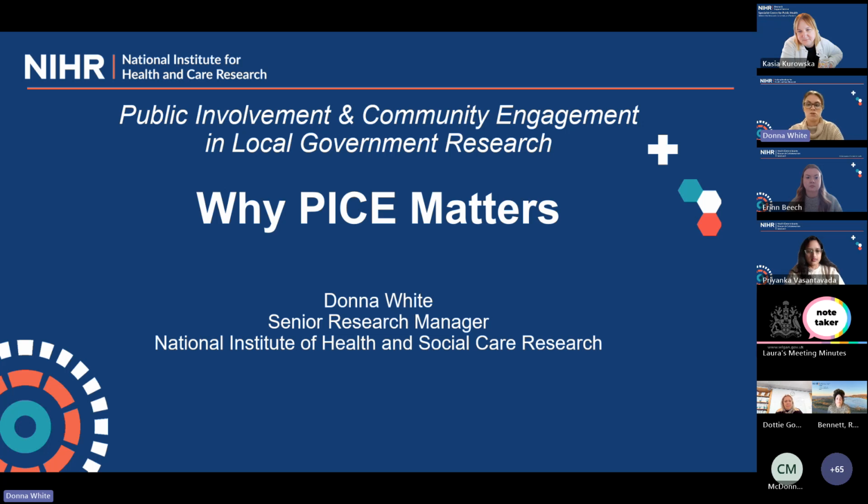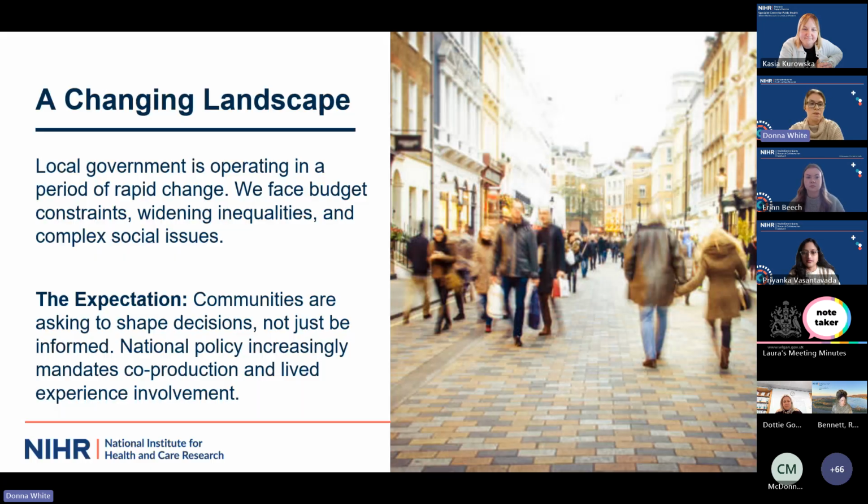So whether you're developing a new service model or evaluating a programme or collecting insights to inform policy, your ability, as those working in local government, to meaningfully involve communities can make the difference between a project that simply collects data or a project that truly improves lives and builds co-production into it.